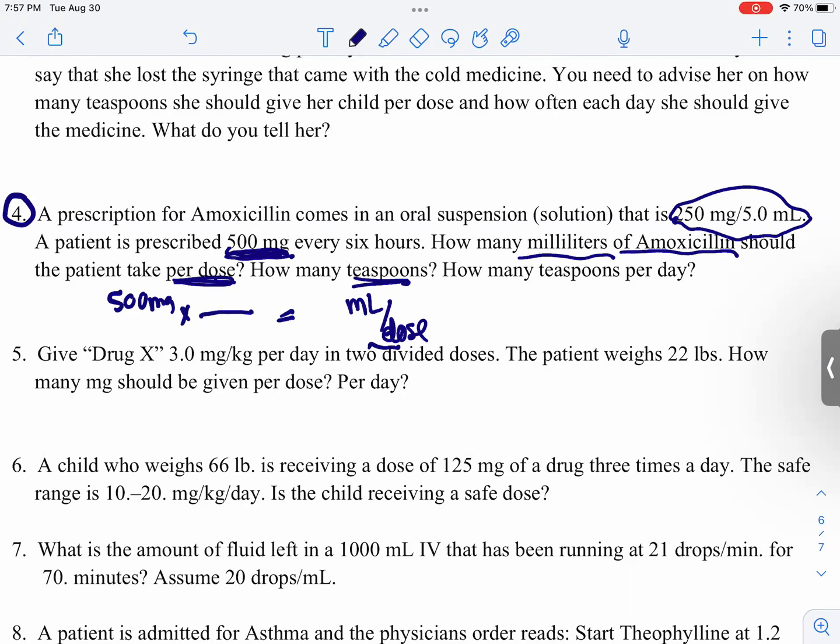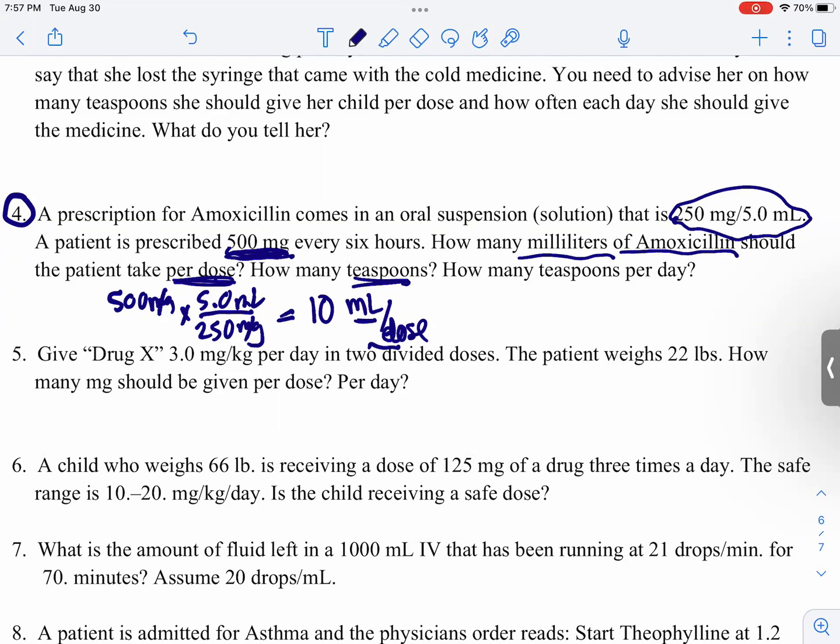We're going to want to cancel out milligrams because you don't want your answer in milligrams, right? So you're going to have milligrams on the bottom. What else do you have that comes in milligrams? It comes 250 milligrams in that suspension, in 5 mils. And that's perfect, because you want mils in your answer. So you're going to multiply out, see what you get, and use the correct number of significant figures. You're going to have 10 mils per dose.